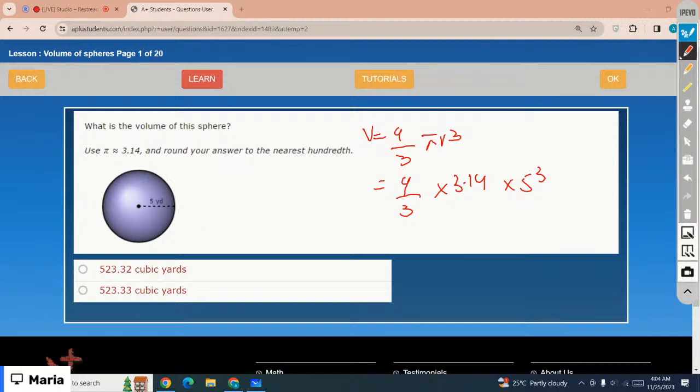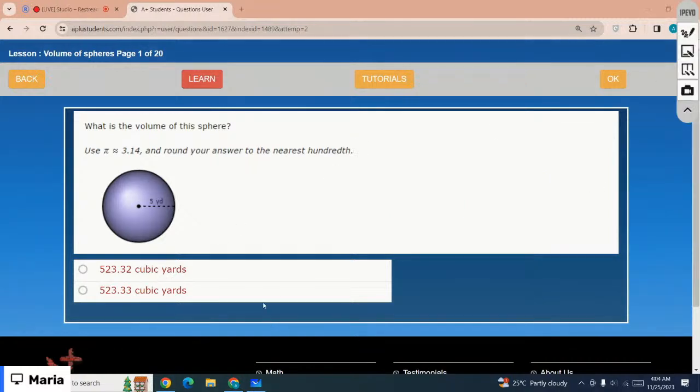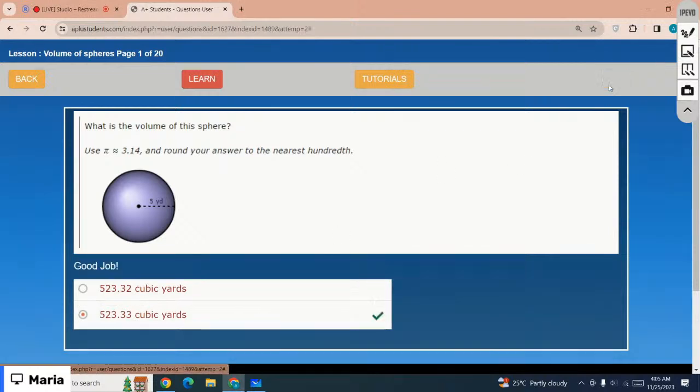So 5 cubed is 125 times 3.14 times 4, that is 1570, and divided by 3. The correct option is 523.33 cubic yards. Option number 2 is the correct option, right?